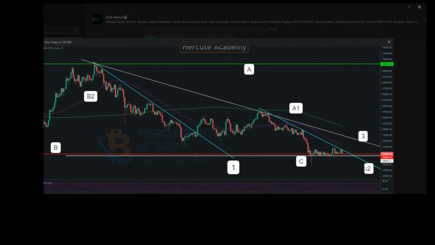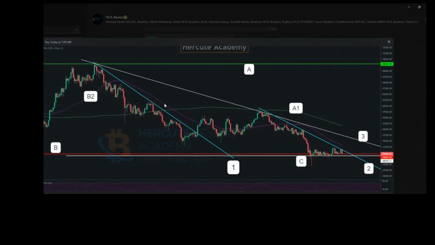I had shared a technical analysis chart that I had done on Bitcoin. And during that time, we were trading between this white line here, the diagonal line, number 3, and that was on the long term, okay? And on the short term, we were trading between the red line at the bottom, which is our support line, and then the blue diagonal line.